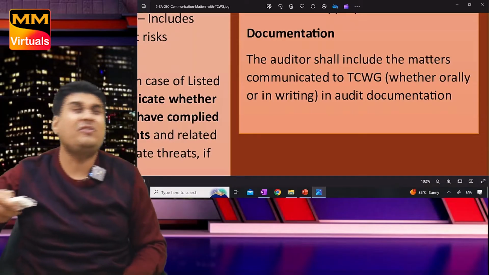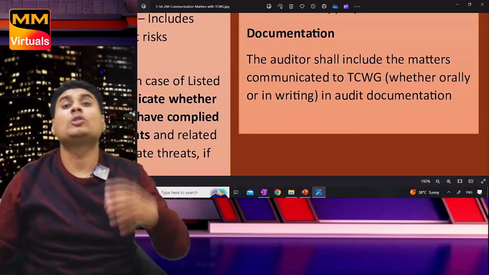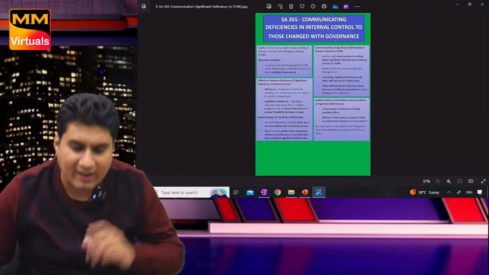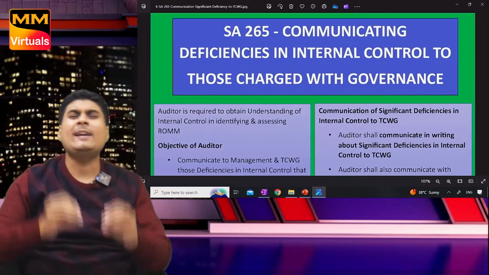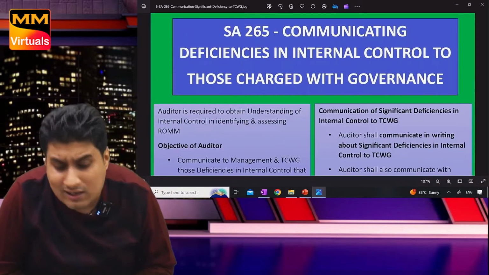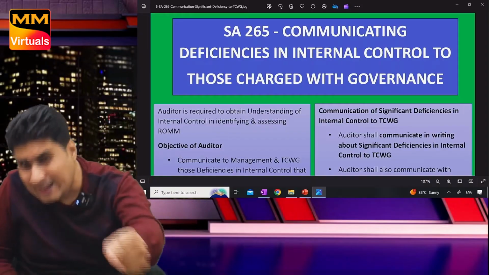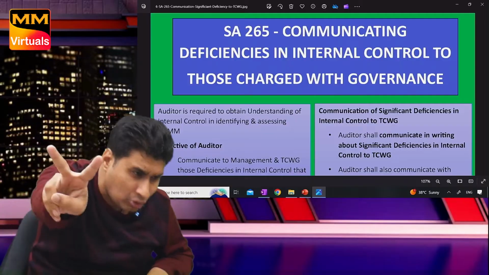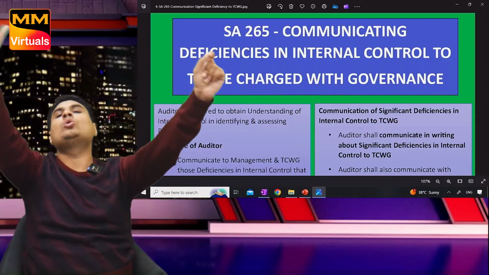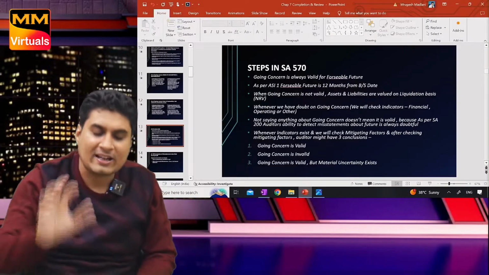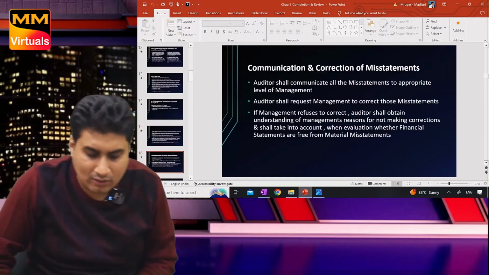Okay. So significance of communication with whom? Those charged with governance. Come to SA 265, communicating deficiencies in internal control to management and TCWG. Deficiency in internal control, I will tell to two parties: management and those charged with governance. Before starting this standard, some basic question will come.